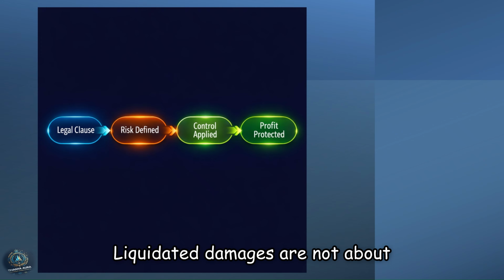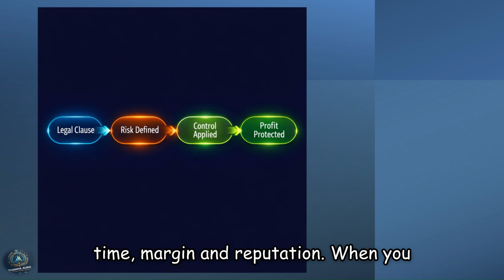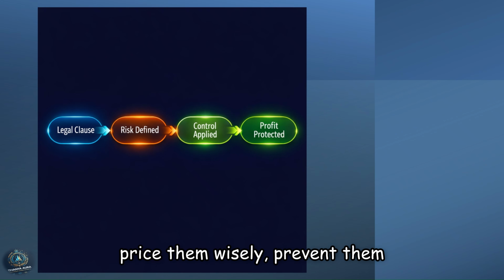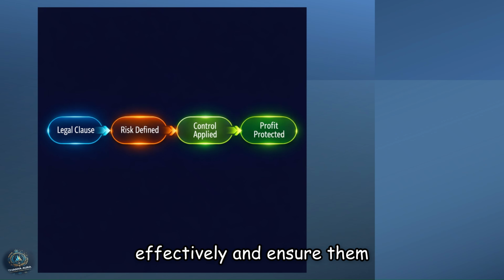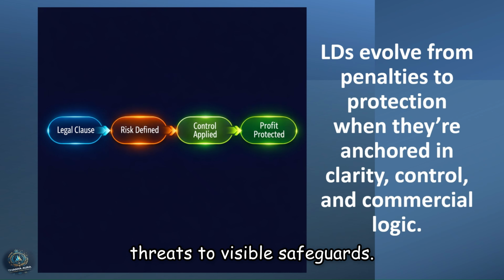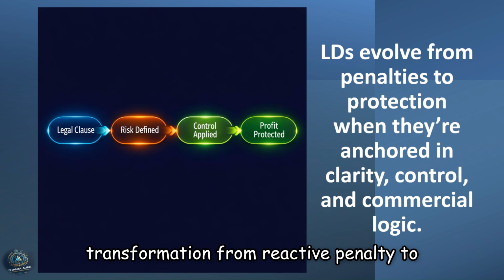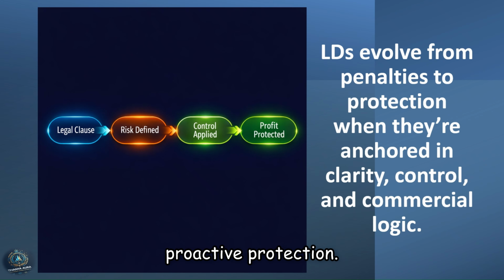Liquidated damages are not about punishment. They are about protection of time, margin, and reputation. When you price them wisely, prevent them effectively, and insure them strategically, LDs shift from hidden threats to visible safeguards. This final flowchart summarizes the transformation from reactive penalty to proactive protection.